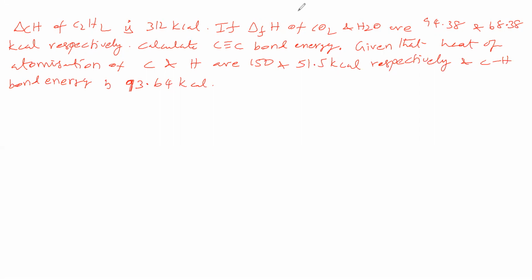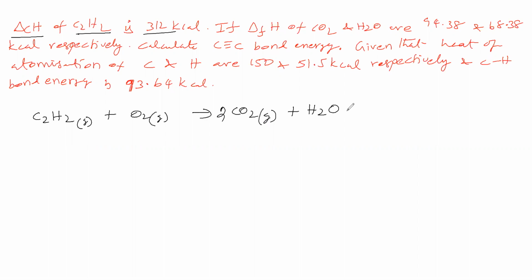First we will write the given expression. Here the enthalpy of combustion of acetylene is given. For that we will write the combustion equation: acetylene in gaseous state plus oxygen in gaseous state. Carbon combines with oxygen to give carbon dioxide, 2 times. Hydrogen combines with oxygen to give water. Now let us balance the equation by keeping acetylene as 1 mole. Oxygen is 2 times 2 is 4, plus 1, 5. Therefore 5 by 2 we will write. For this, delta H is given as 312 kilocalories.